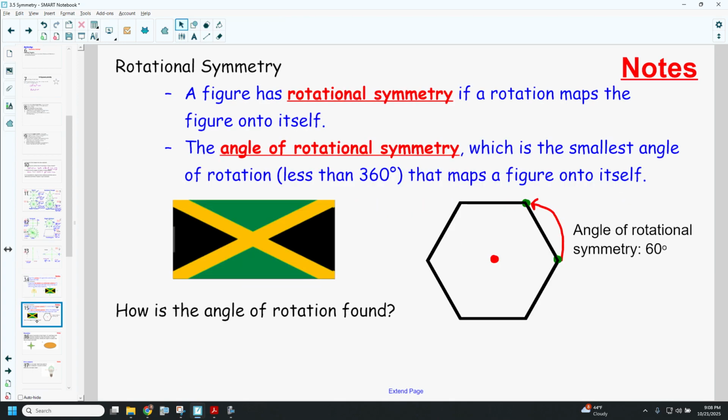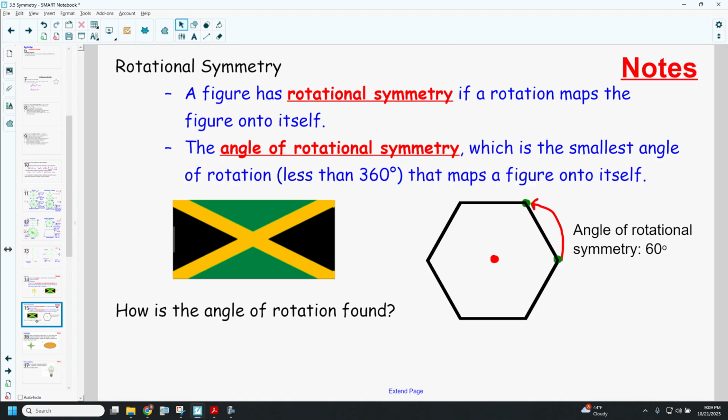Rotational symmetry: a figure has rotational symmetry if a rotation maps the figure onto itself. The angle of rotational symmetry is the smallest angle of rotation, less than 360, that will map a figure onto itself. Now, if the only option is to turn something completely once and be 360, we say it has no rotational symmetry. Okay, you have to be able to at least turn it to some angle less than 360 to get there.